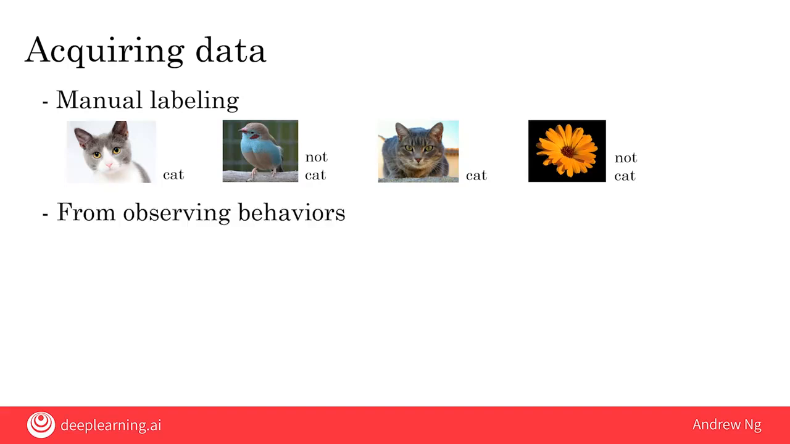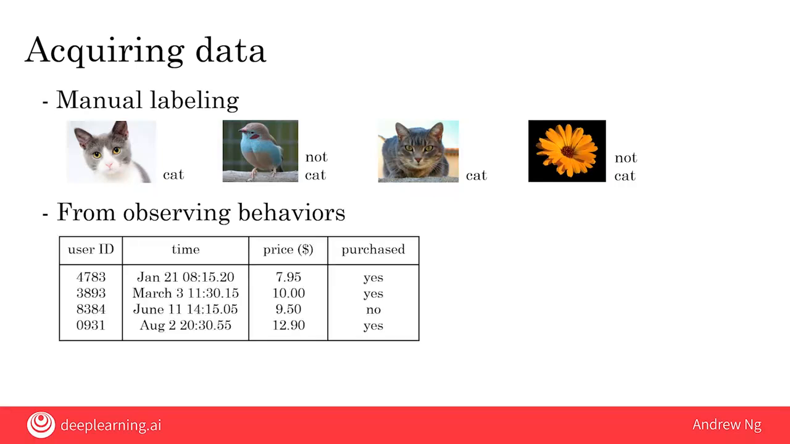Another way to get a data set is from observing user behaviors or other types of behaviors. So for example, let's say you run a website that sells things online. So an e-commerce or an electronic commerce website, where you offer things to users at different prices and you can just observe if they buy your product or not. So just through the act of either buying or not buying your product, you may be able to collect a data set like this. We can store the user ID, the time the user visited your website, the price you offer the product to the users, as well as whether or not they purchased it. And so just by using your website, users can generate this data from you.